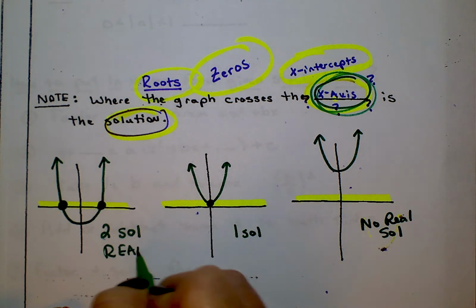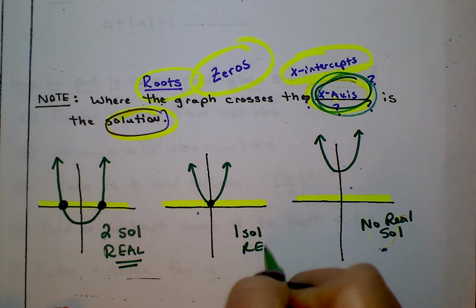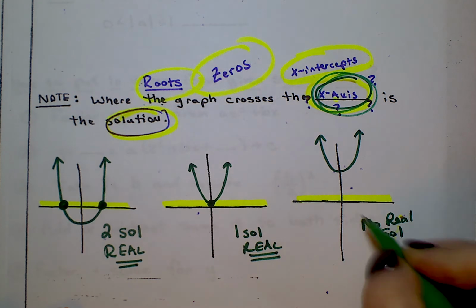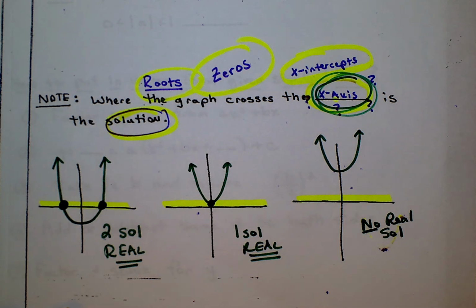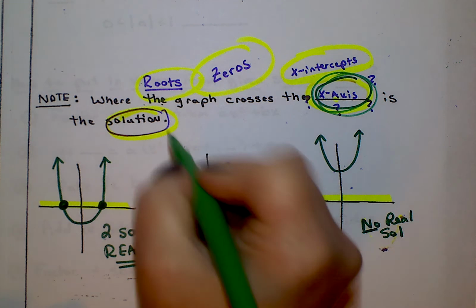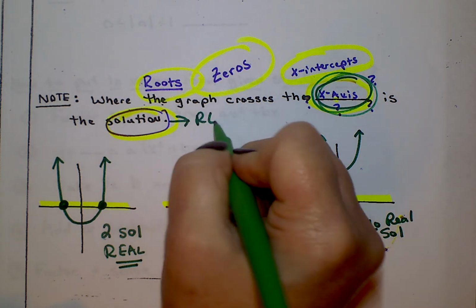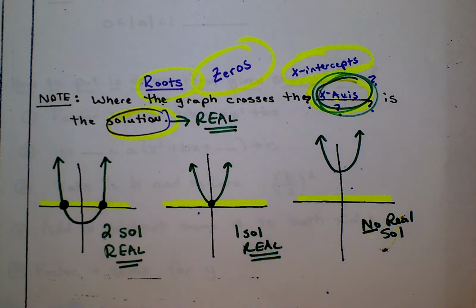Understand that these solutions are real. Okay, this one has no real. Where it crosses the x-axis is going to determine the number of real solutions you have. It does not determine the number of imaginary solutions you have. Okay? So make sure you understand those are reals.